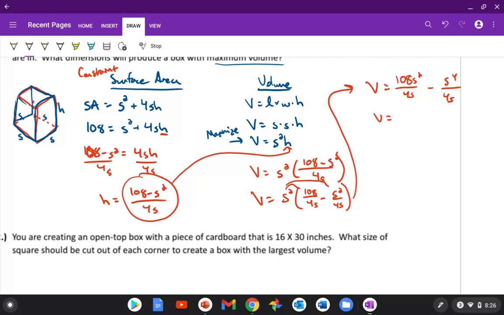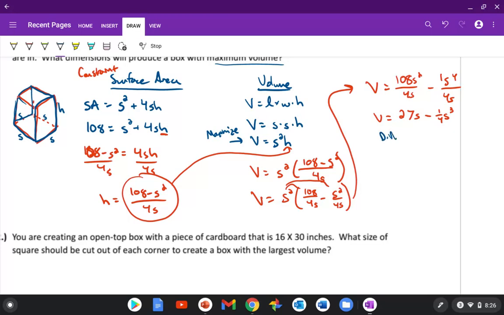108 divided by 4 is going to be 27 s minus, and I'm going to write this other one as just 1/4, so like an invisible one there, s to the third. So that's probably the easiest way to then differentiate it. You don't want to leave it as a whole big fraction, because then you'd have to use the quotient rule. All right, so then let's go ahead and differentiate it, because remember, that's how we maximize something, is we take the derivative and set it equal to 0.